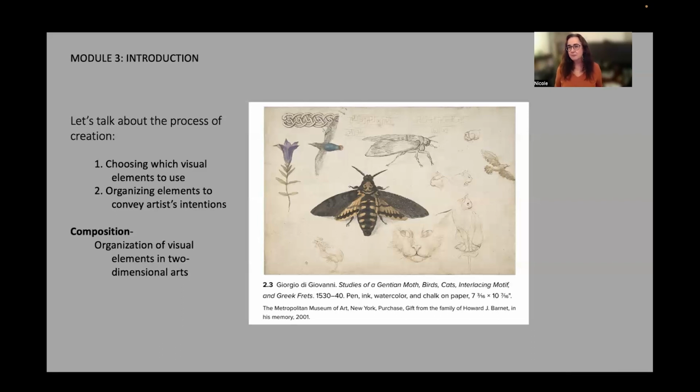So I want to take a look a little bit at some artist sketchbooks. We haven't had a chance to really talk about that yet. So I just want to briefly take a look at the example that you have on your screen right now and talk about how those sketchbooks can offer a glimpse into the early steps of the creative process.